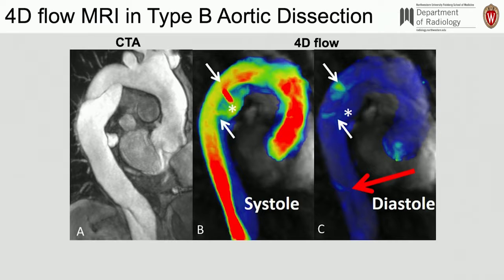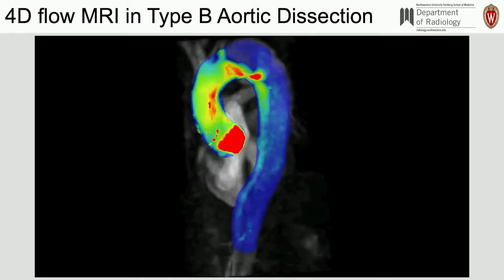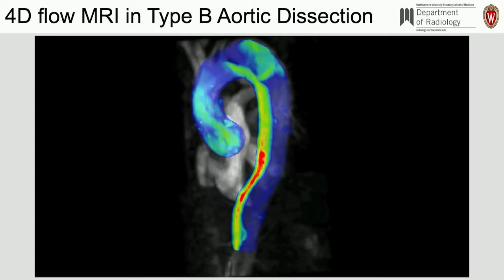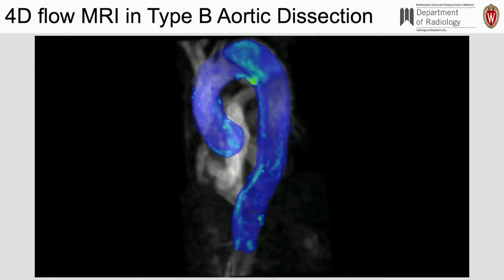So 4D Flow MRI is increasingly used to at least attempt to characterize hemodynamics in type B aortic dissection. We get very beautiful pictures, and it's hard to look at these and not believe that there's some additional information to be gained from this modality.